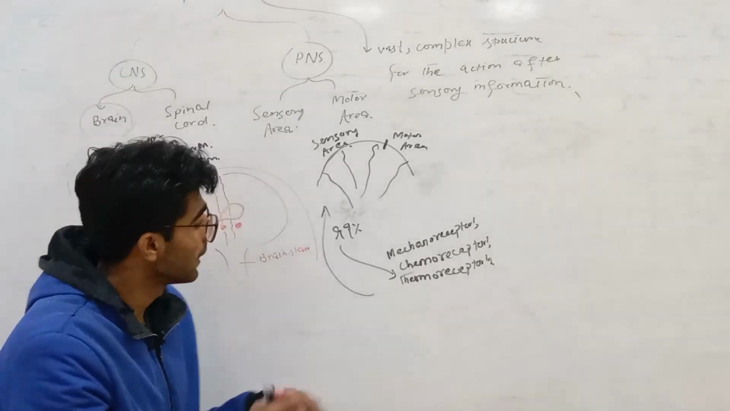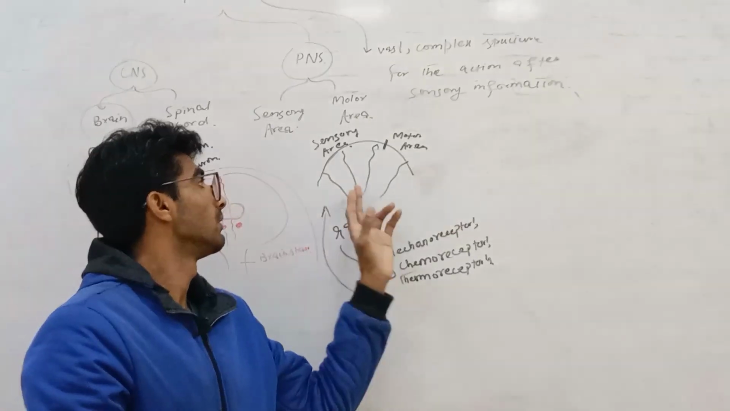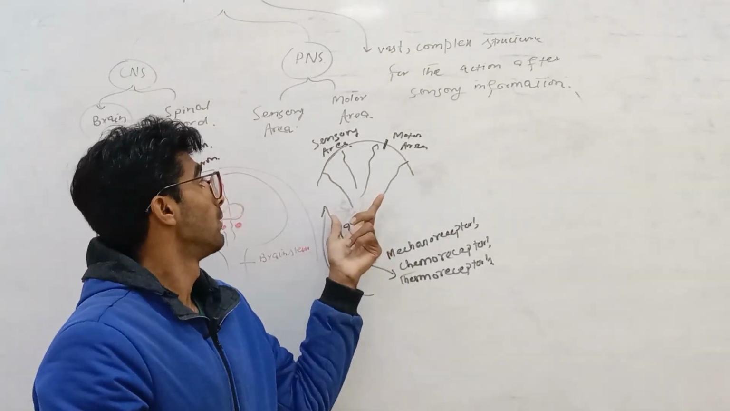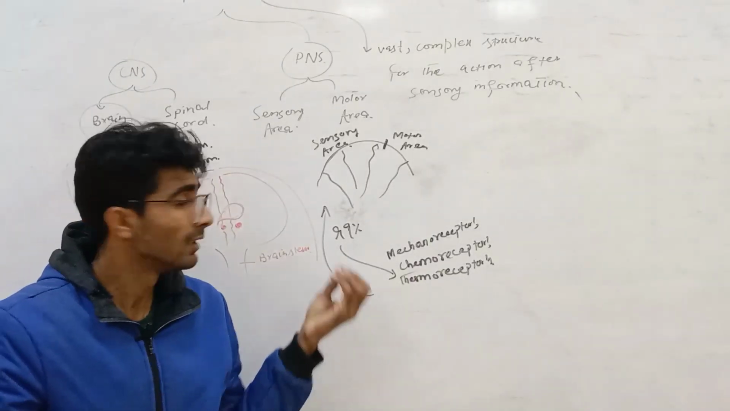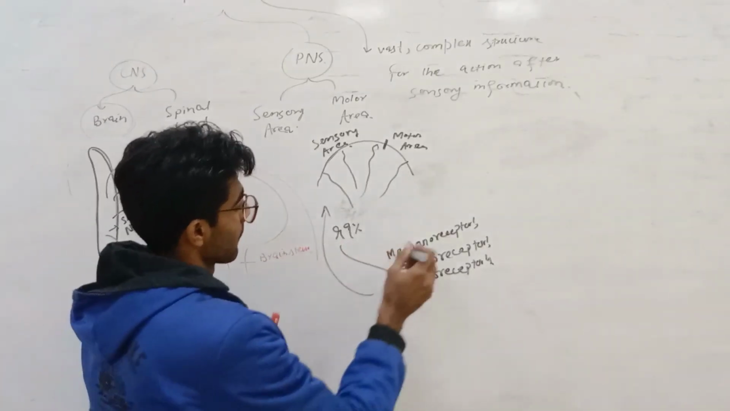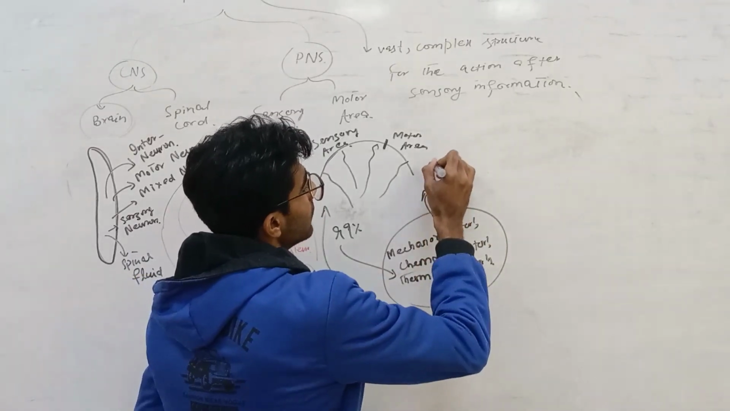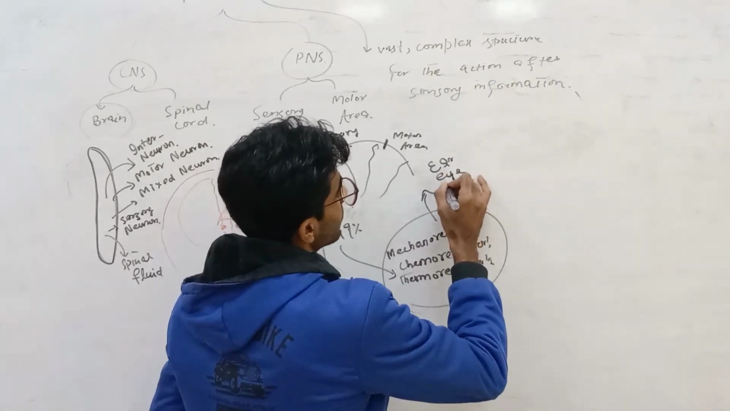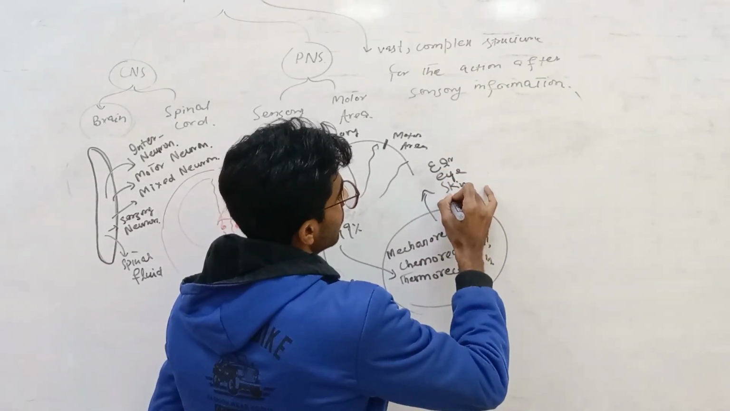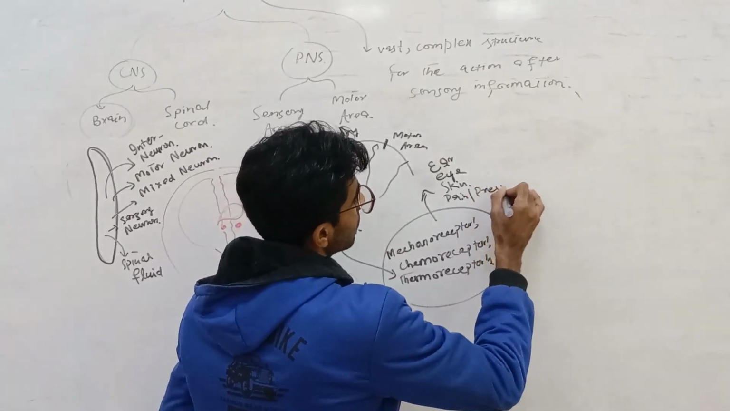These receptors give the information to the organs, and from the organ to the brain region, the sensory area. These receptors give information in the ear, eye, skin, when there is pain, during pressure.